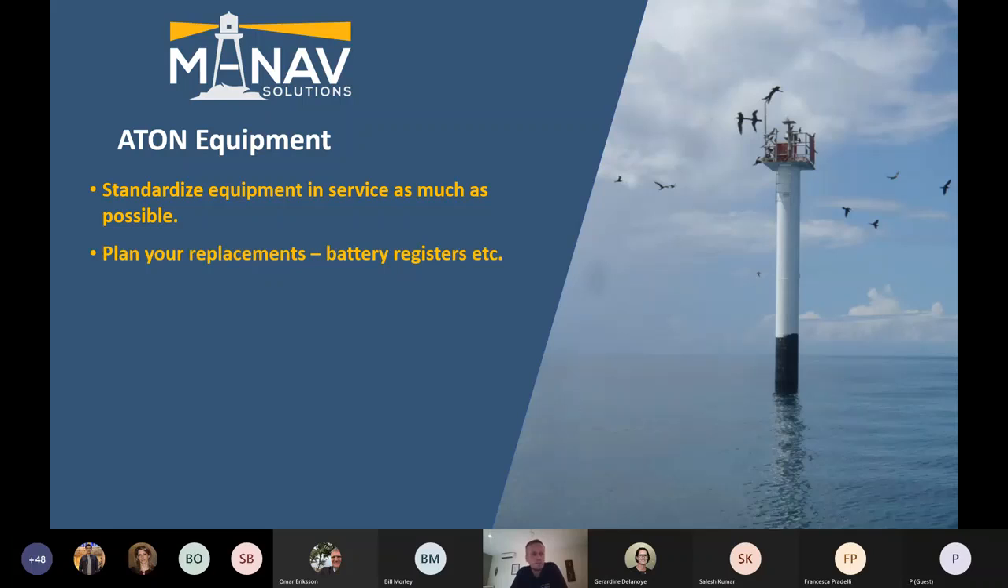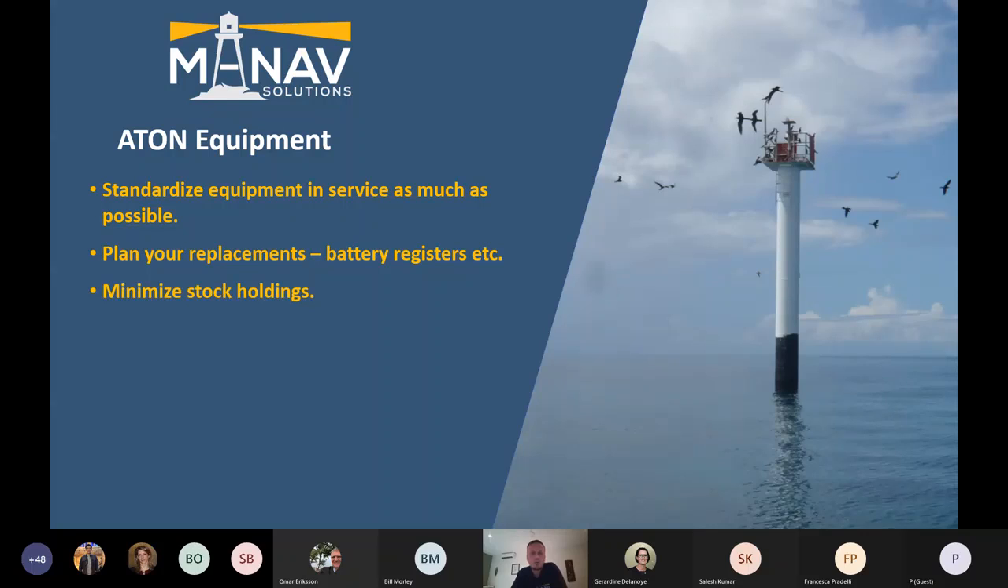And plan your replacements. This is quite a simple one, but it's quite effective. So for things like batteries, if you're changing batteries out every 5 years, it's much easier if you've got a register that tracks that, shows you the times you should be replacing them, instead of ad hoc or even worse, guessing when you should be changing batteries out, because quite often that will lead to battery failures.